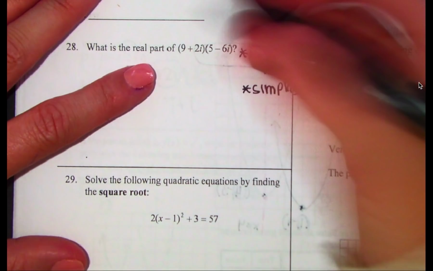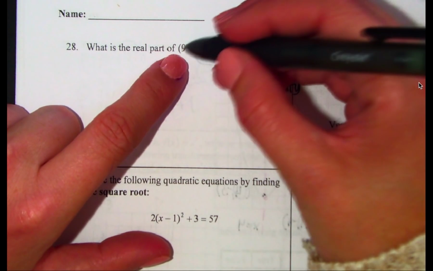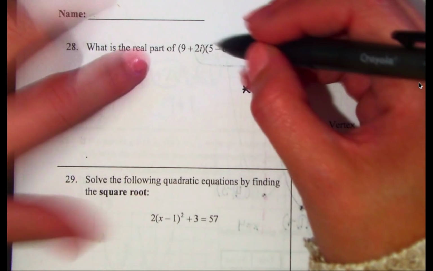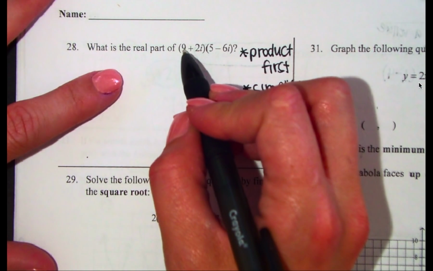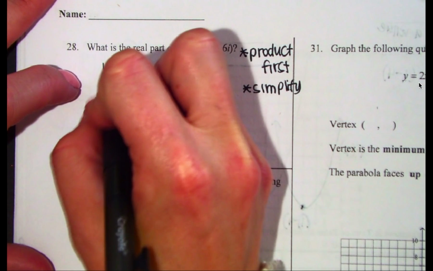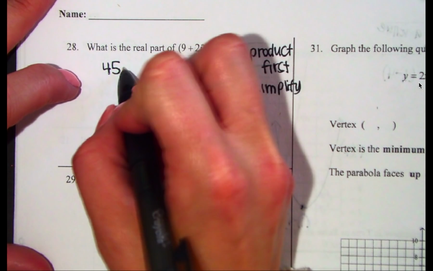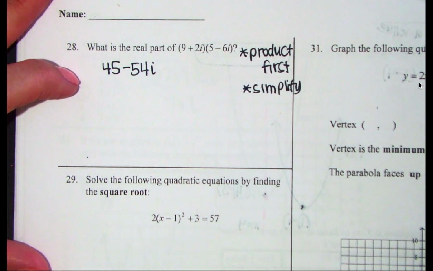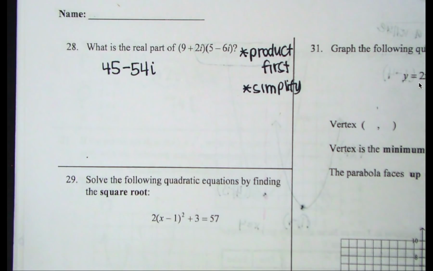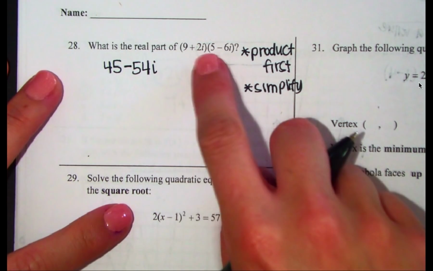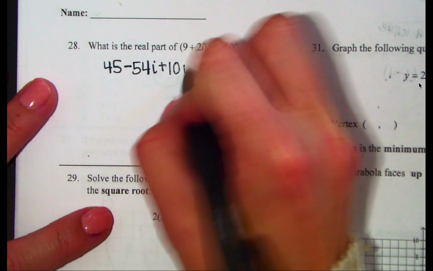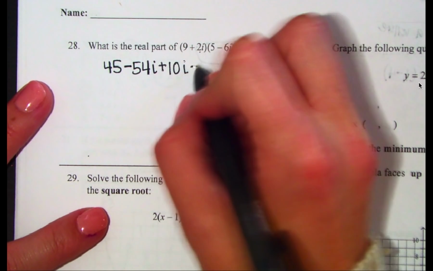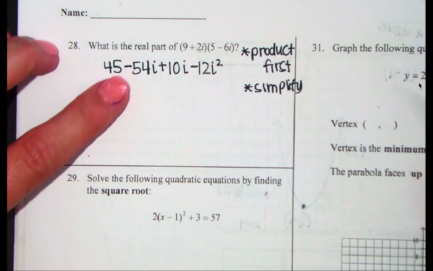So I'm going to distribute 9 over to these parentheses, then I'm going to distribute 2i. So when I distribute 9, 9 times 5 is 45. 9 times negative 6i is negative 54i. Then I'm going to distribute the 2i. 2i times 5 is positive 10i. 2i times negative 6 is negative 12i squared.